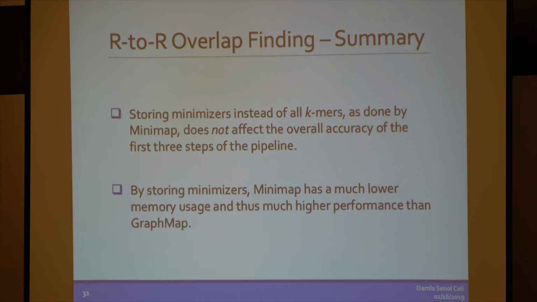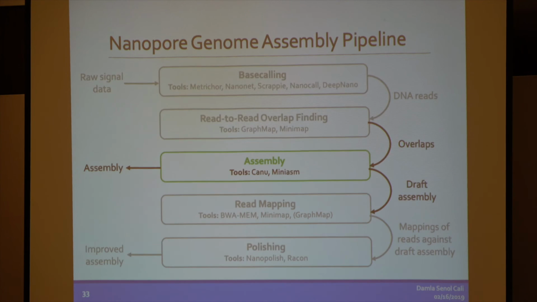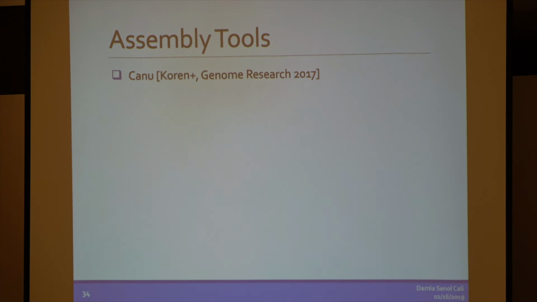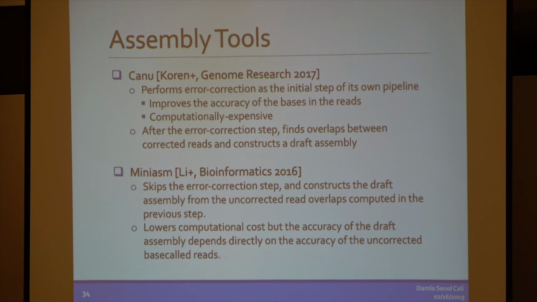So as we showed, Minimap, by storing minimizers, is not losing any accuracy, but provides lower memory usage and thus higher performance than GraphMap. So for the assembly tools, we picked Canu and Miniasm, the third step to construct the assembly. And Canu and Miniasm have differences in their interior pipeline. So Canu performs error correction before constructing the assembly, whereas Miniasm skips this step because it's computationally expensive.